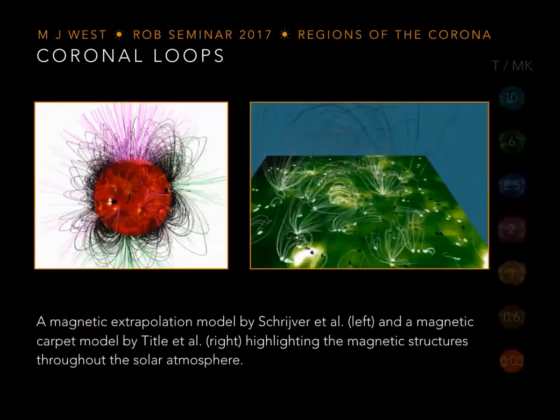There have been various models made to look at the coronal field structure, and I've grabbed a couple here. We've got a magnetic extrapolation model from Schrijver et al., which shows this hairy ball. This shows some of the larger field structures emerging from the sun, and how complicated it is, with the different sizes of the loops. On the right-hand side, I've got a model from Title et al., which shows a smaller scale image. Again, we can see all these magnetic structures coming through the solar surface.